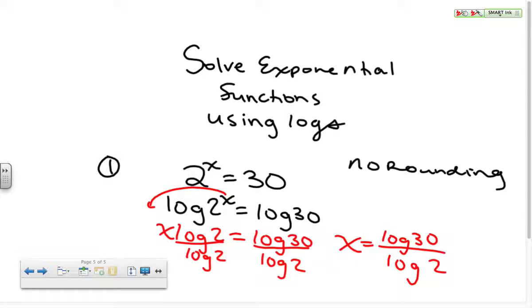Now, believe it or not, this is a number. Log 30 is a definable number. I could put that in my calculator and get a decimal out of it, but this is a number. So my answer, as an exact answer, is x equals log 30 over log 2. I can't simplify that any further without rounding. All right, so that's a fairly easy one and usually simple to see. Let's go to the next example.